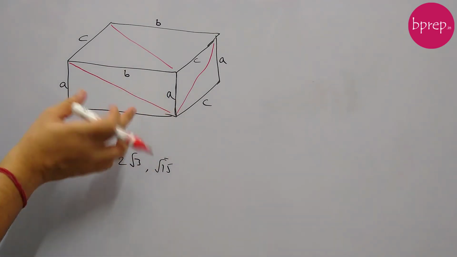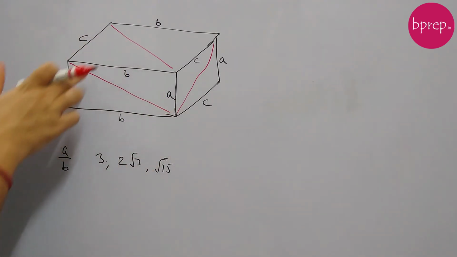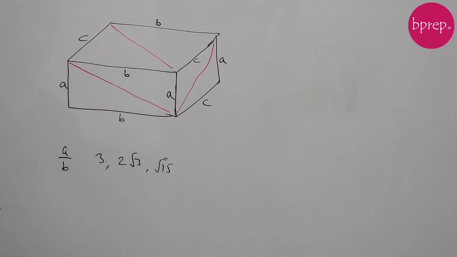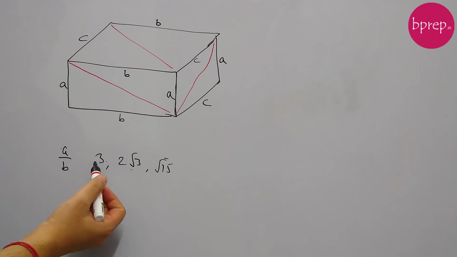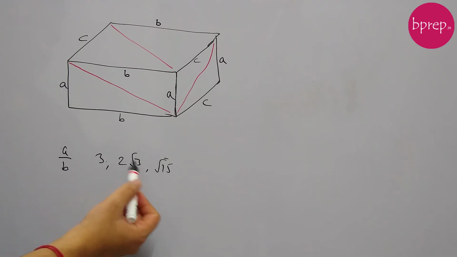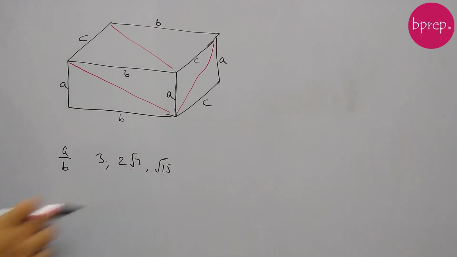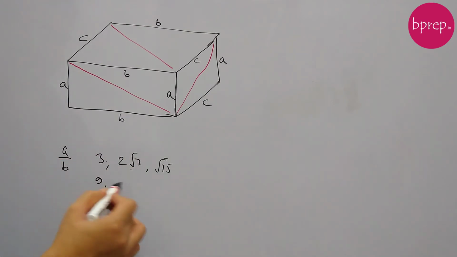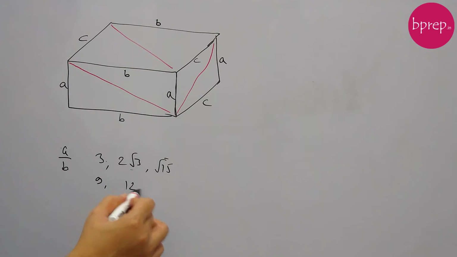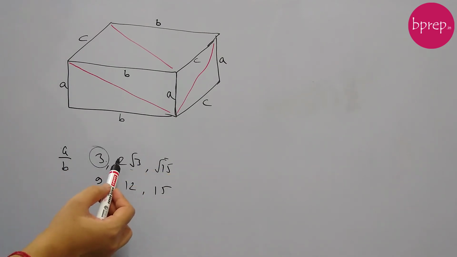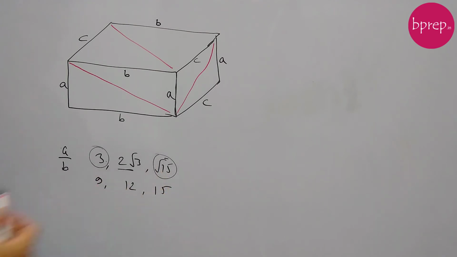Okay, because this is a 3D figure, it looks like it's a smaller one, but actually it will be a bigger one. So now if we compare, this 3 is the smallest one, and then we have 2√3 and then we have √15. And if you face problem calculating the value or arranging them in order, we can also square them and compare. So square of 3 will be 9, square of 2√3 will be 12, and square of √15 will be 15. So clearly this is the smallest, this is the biggest, and this is the medium one.